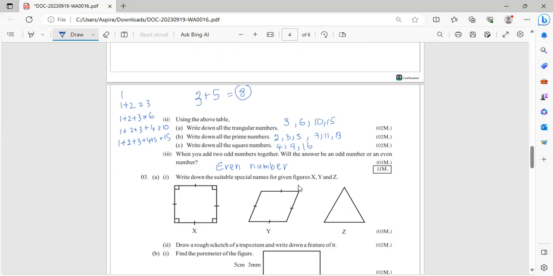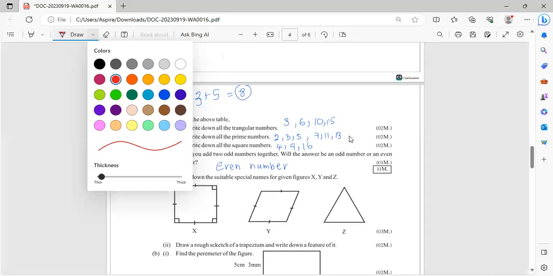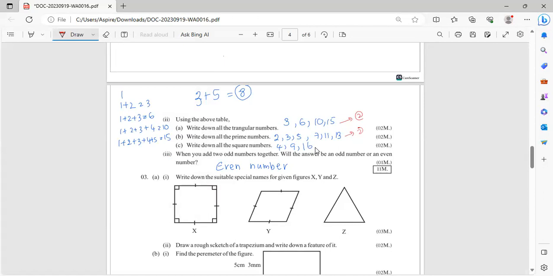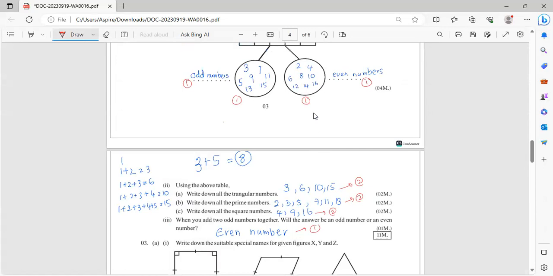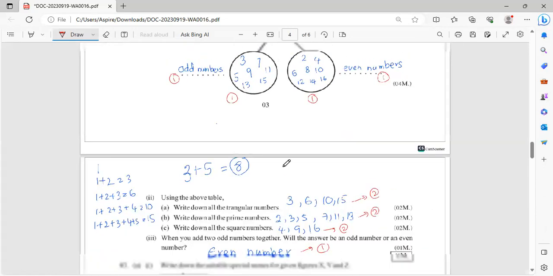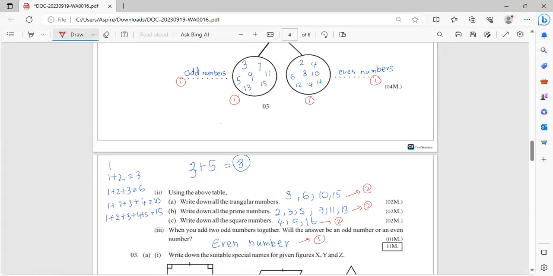Okay. Then you can check the marks also given here. If you have written the correct answers, please check your answers and tell me how many marks you have gained for this question. Count and tell me. 11. You have got 11 out of 11. Very good.